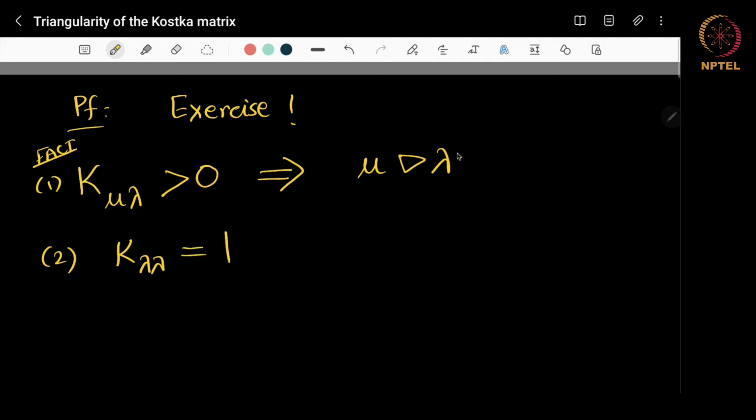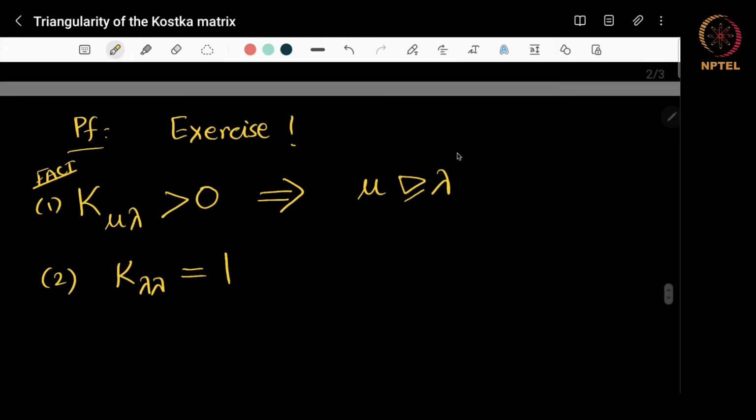So if mu equals lambda, by the way, when I write this dominance symbol, what I also mean is greater than or equal to. We're not going to write that all the time, but what this means is that it dominates, and of course the definition of dominance also includes the case when they are equal. Now fact 2: K lambda lambda is 1.